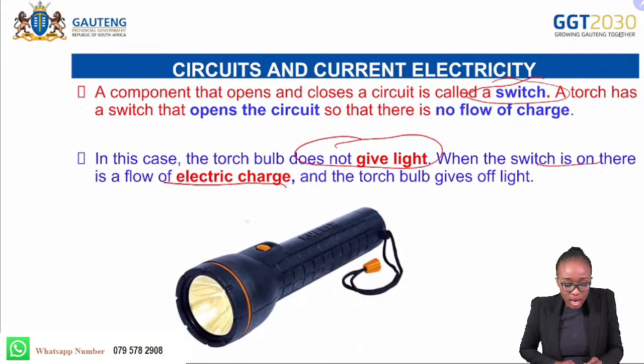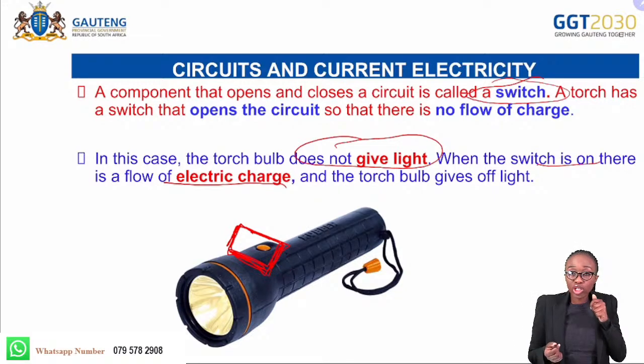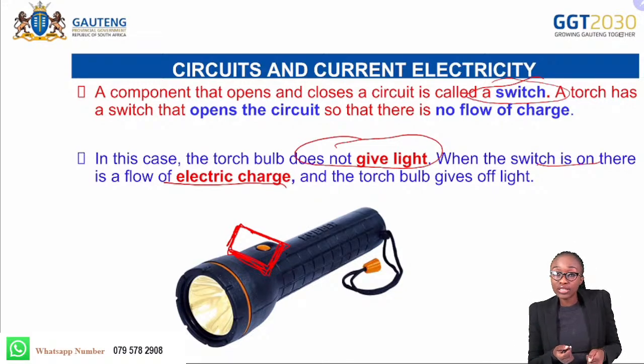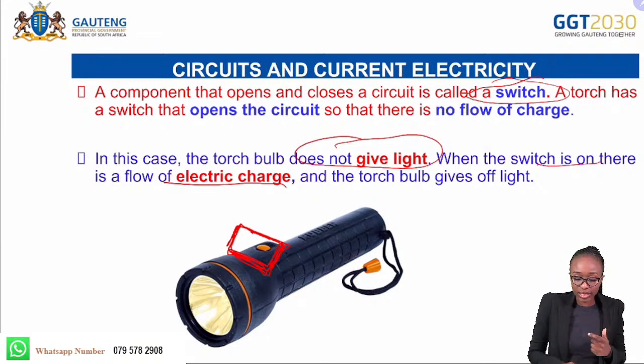There's our torch. I just want to show you this part here. That part there. So that is where we have our switch. So switching it on and off either completes the circuit or renders the circuit incomplete. So that is the torch.